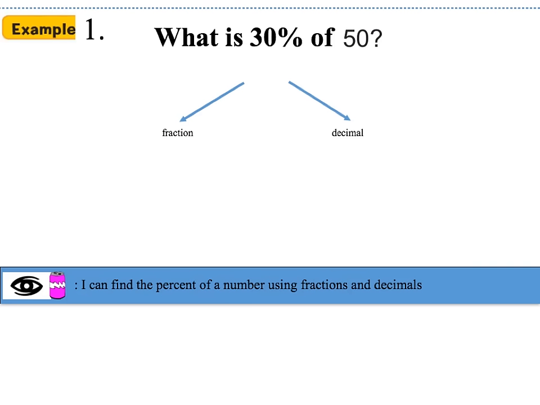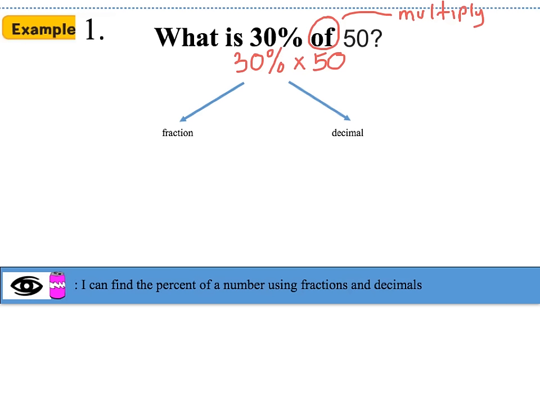For example 1, it says, what is 30% of 50? We know that the word of is another word for multiply. So what I can do is take 30% and multiply it by 50. But before we do that, we can do this problem 2 different ways.